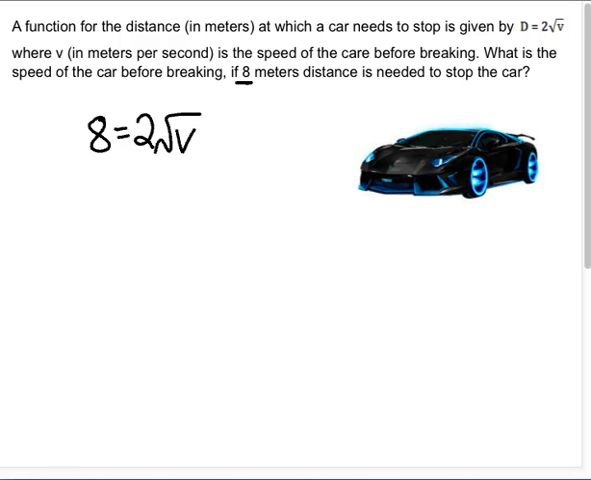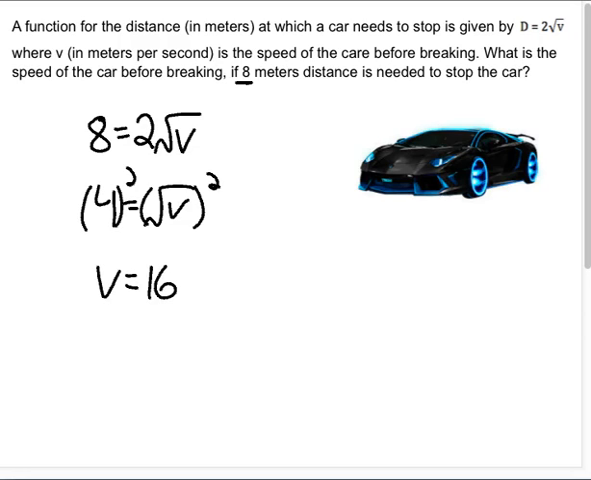Well, we need to get the radical by itself. So let's divide both sides by 2. Let's square both sides. So I'm getting my v is 16, and in this case, meters per second. All right, that's how fast the car would be going in order to need 8 meters of stopping distance.